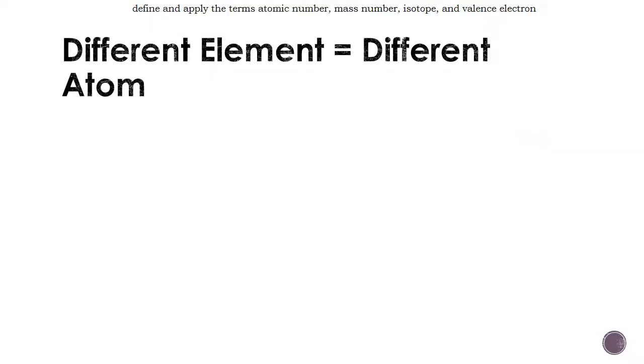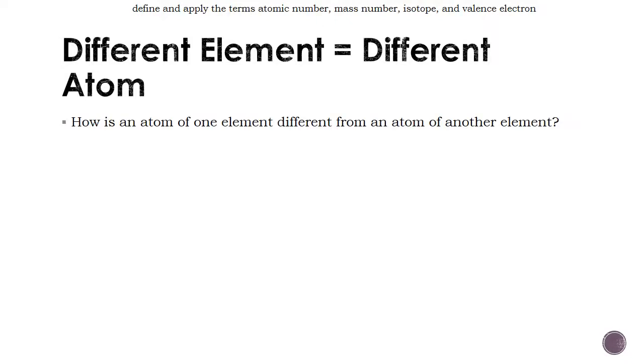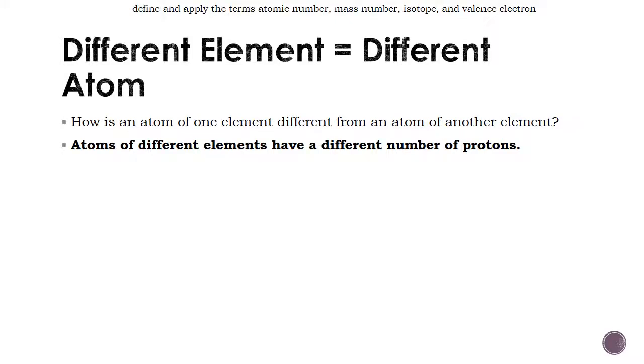So what we want to understand is that for every different element, there's going to be a different atom. There's no such thing as 2 identical atoms of different elements. So the question is, how is an atom of one element different from an atom of another element? And here's the big idea. If you're to remember just one thing from this entire video, it would be this right here.